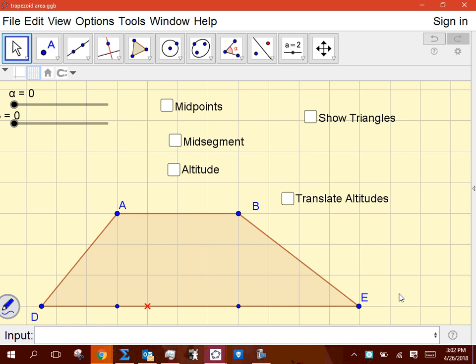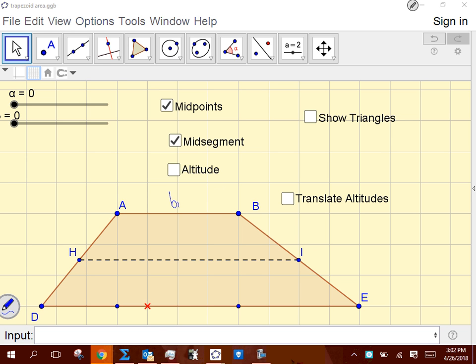Okay, so we got a trapezoid, with just one set of parallel sides. Do you guys remember taking the midpoints of those sides to get H and I, and then connecting those? That segment right there, we called a mid segment. Do you remember doing that? Does anybody remember the formula for that mid segment, if I call this one B1 and this one down here B2?